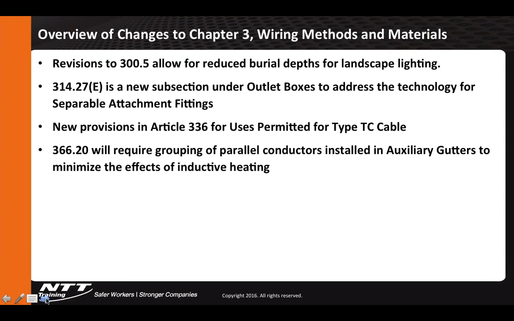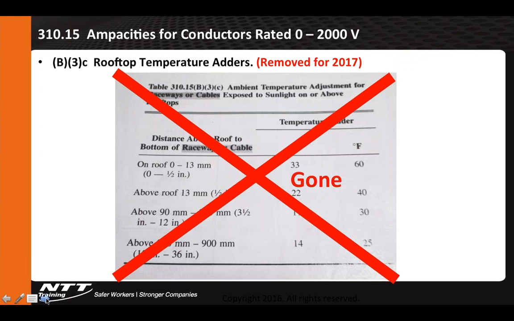Taking a look at our next slide, I think you'll all like this one. Guess what went away? The rooftop adders. We've always struggled with those. It's like, okay, what is the ambient temperature we're supposed to use on the rooftop, and figure out which one of these portions of the table to use there. So for the new code, guess what? It's gone away, folks. You don't have to mess with it anymore, which I think we're all pretty much good to see gone.